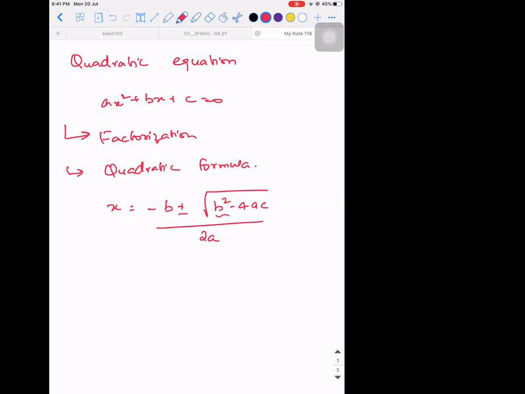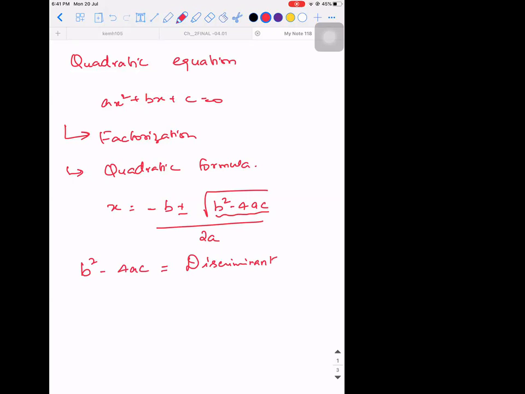Right. This b square minus 4ac has a name: discriminant. So b square minus 4ac is called the discriminant.